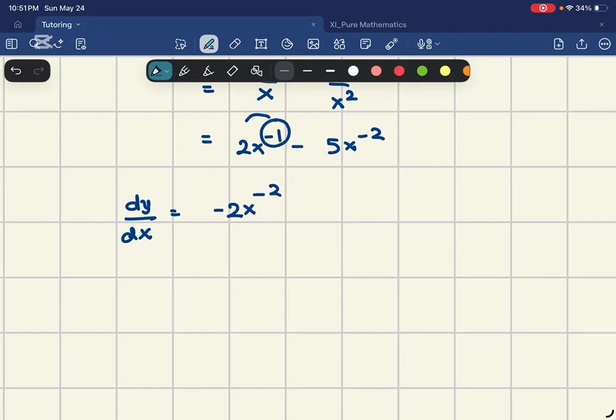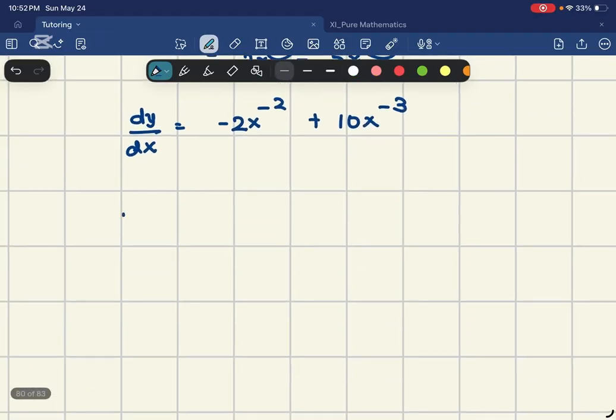Right? You bring this one here, so you get minus 2, and then when you decrease the power, you're going to get this. Minus, you bring minus 2 to the front. 5 times minus 2 is going to give you minus 10. And minus of minus 10, that is going to be plus 10, x to the power minus 3. Alright, now let's differentiate this again.